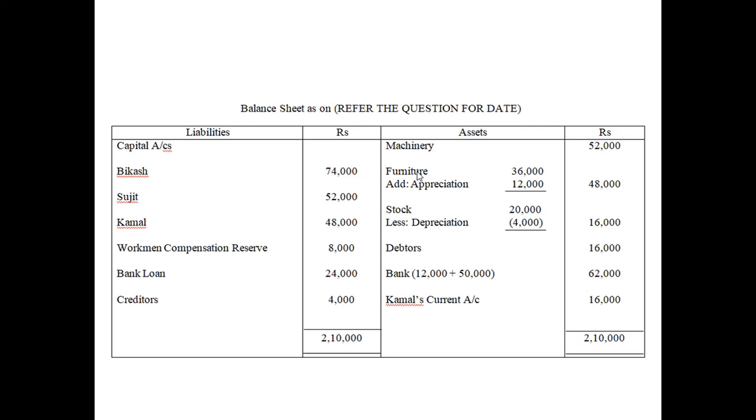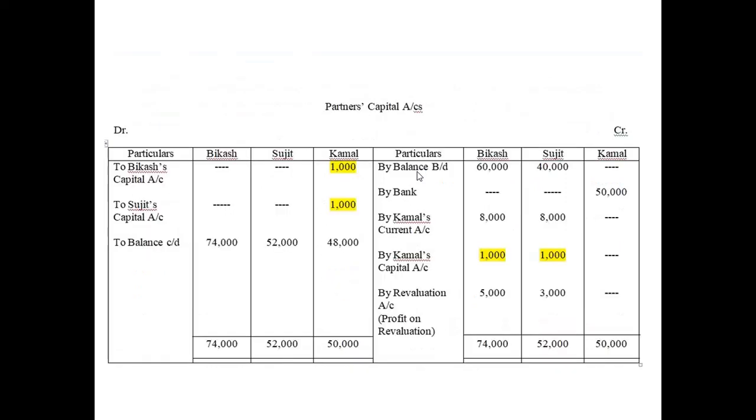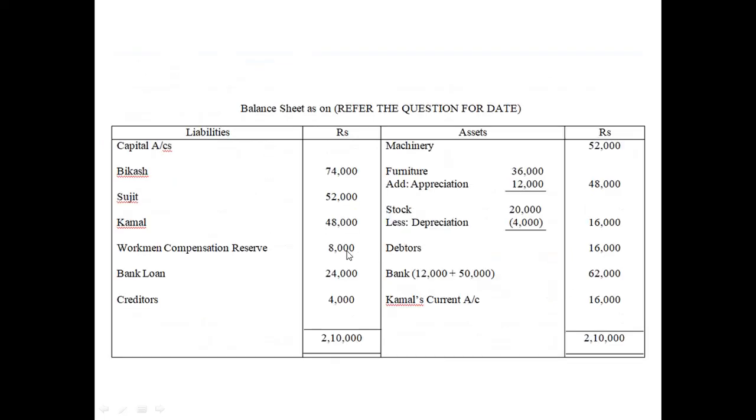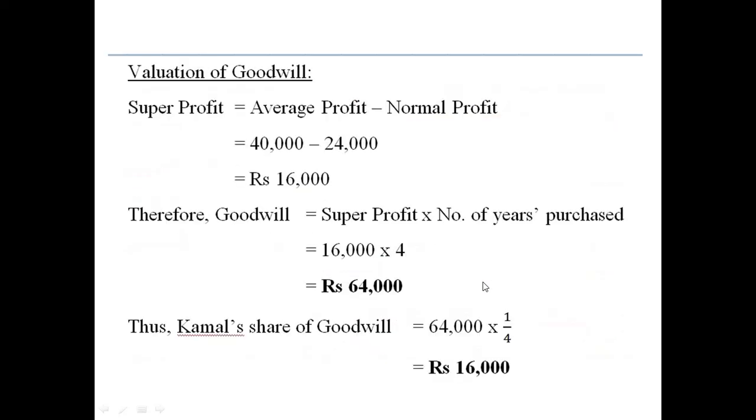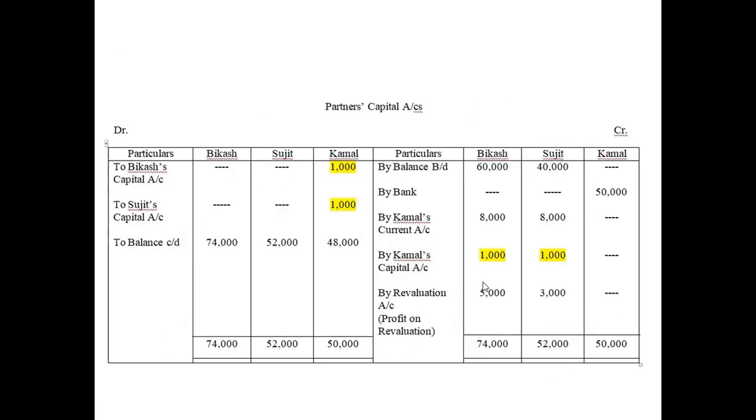Now you may have a question that 2,000 was reduced here, isn't it? It is coming only 48,000. So why not we write here 48,000? Why are we writing this 50,000 only? Actually, regarding this 2,000, there is a capital adjustment.